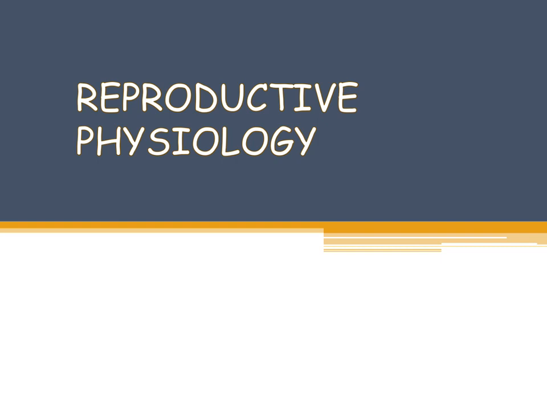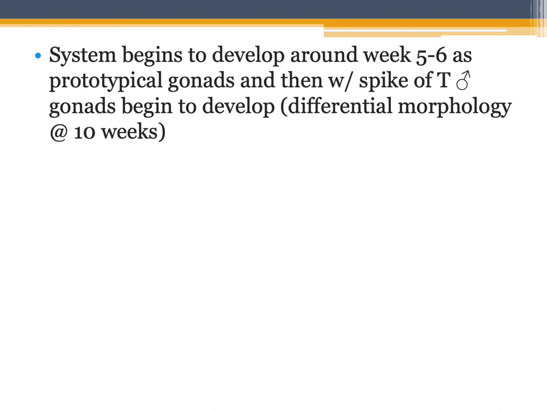So let's take a look at reproductive physiology, and we're going to do this by looking at the development of the system before we start looking at the regulation of the system. So the system is going to start to develop around 5 to 6 weeks into gestation with the formation of the prototypical gonads. In a brief period after the prototypical gonads form, there will be spikes of testosterone that will lead to male differentiation within the urogenital organs.